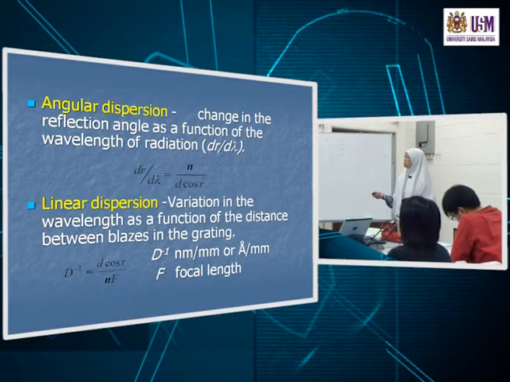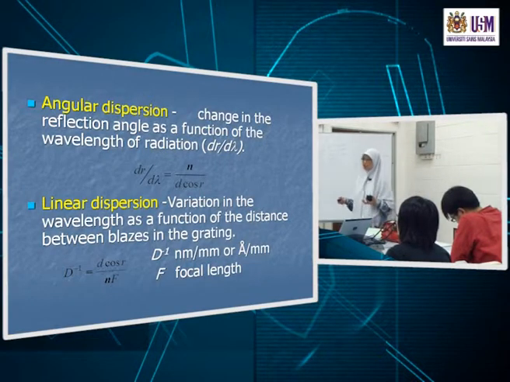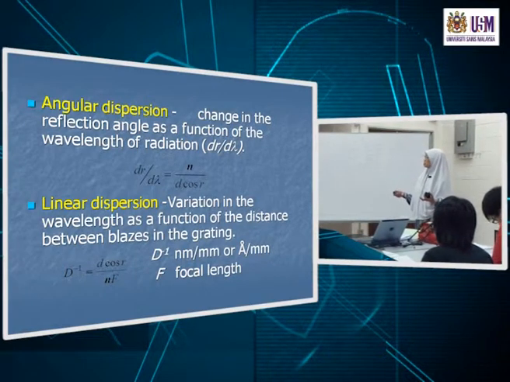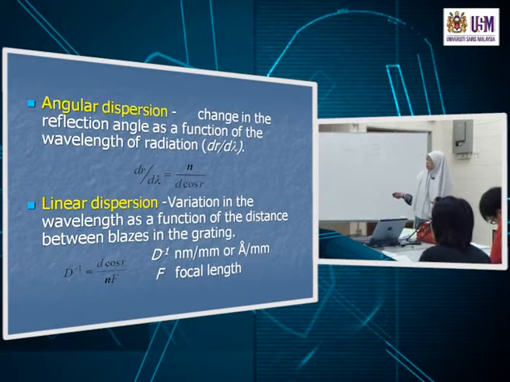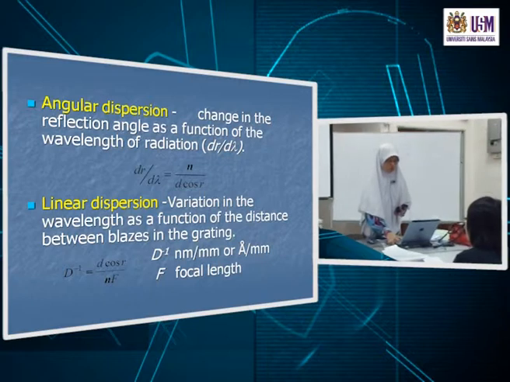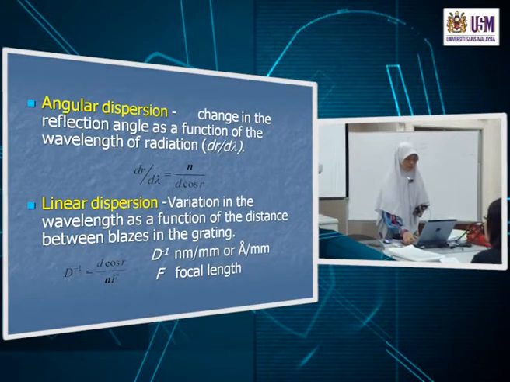An easier way to see how the different wavelengths are dispersed is linear dispersion. Linear dispersion is the variation of wavelength as a function of distance. So it is d^-1, and it is d cos r over nf, where f will be the focal length. Remember when we had the monochromator.